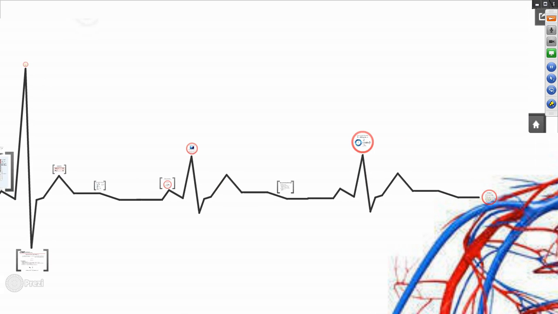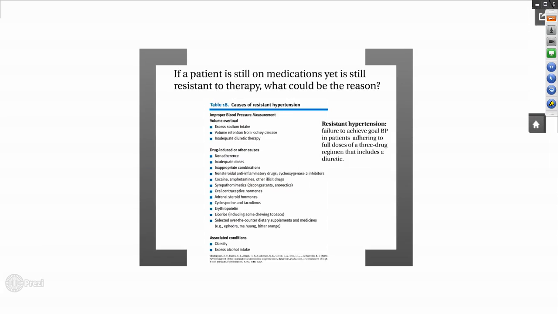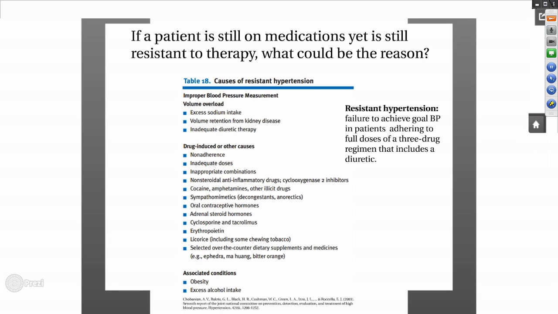Moving right along, let's say our patient is still resistant to therapy. We exhausted all these measures. What does resistant hypertension mean? Some people use this term incorrectly. Resistant hypertension means failure to achieve blood pressure goal in patients adhering to full doses of a 3-drug regimen, and that 3-drug regimen has to include a diuretic.